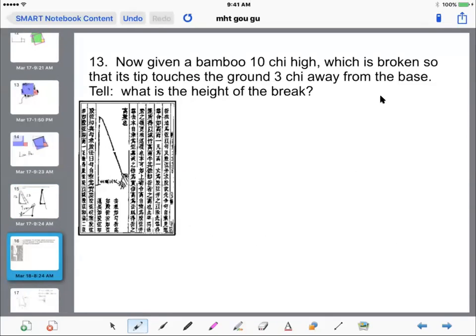The broken bamboo. The bamboo is 10 chi high, which is a unit of measurement, and it's broken so that its tip touches the ground 3 chi away. What is the height of the break?